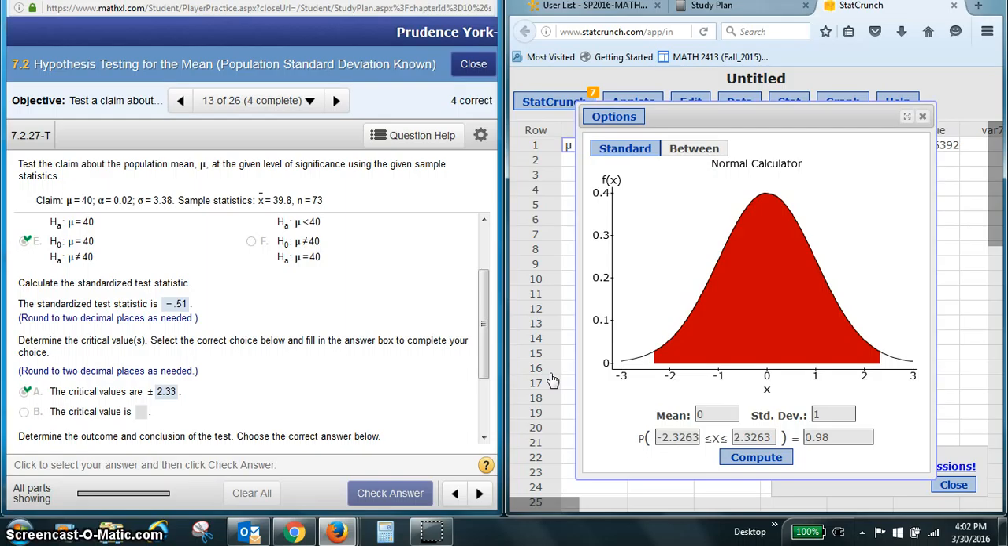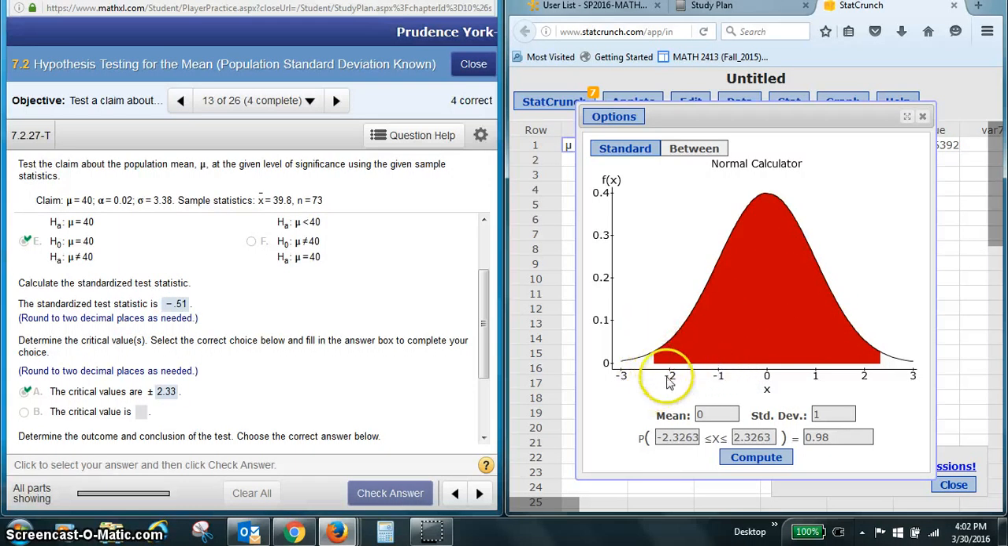I was right at the very end of problem 7.2.27-T, talking about whether we should reject or fail to reject our null hypothesis. Our test statistic is negative 0.51. So based on all these sample statistics and that standard deviation, I got a z-value, a standardized test statistic of negative 0.51.